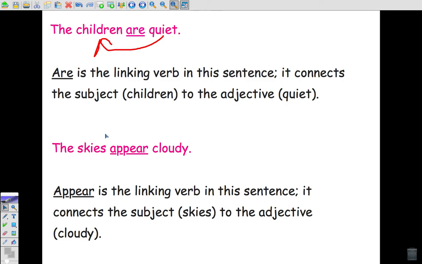So appear is a linking verb, and it's connecting or joining the adjective cloudy to the skies. Basically, what you can do when you have a linking verb is, in these sentences, you can move quiet to the front of the subject or the noun or pronoun it's modifying. The quiet children, the cloudy skies. That's what you can do when you have a linking verb in these sentences.